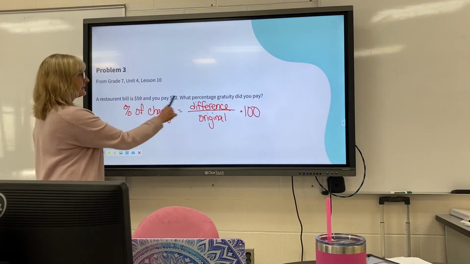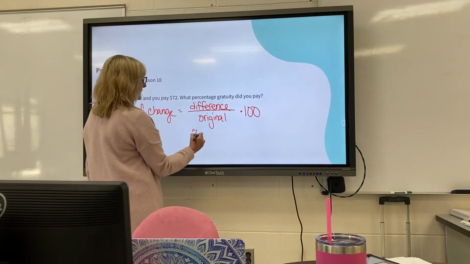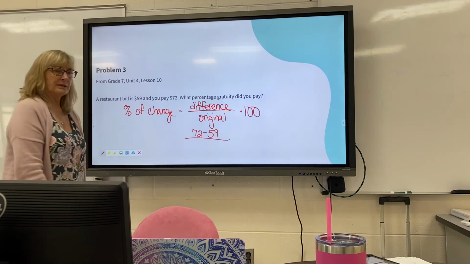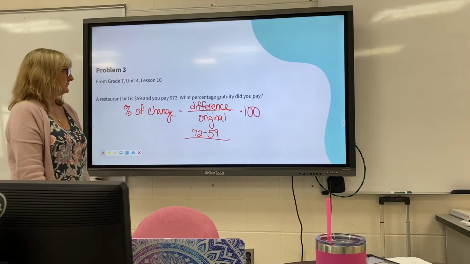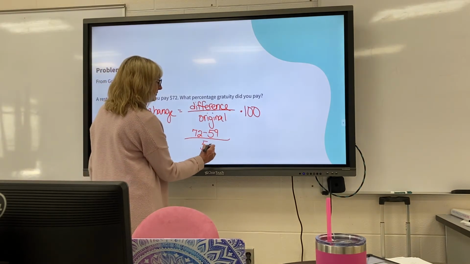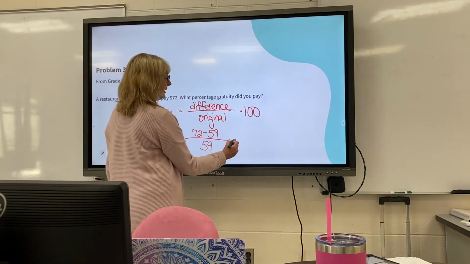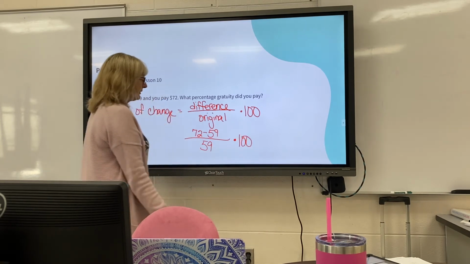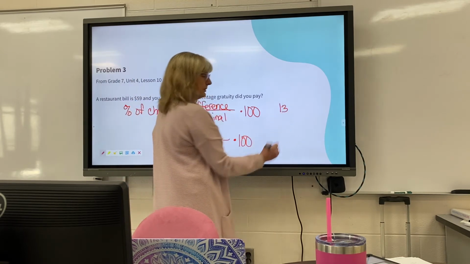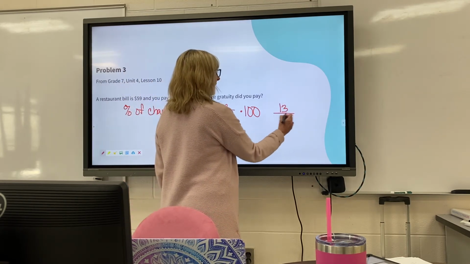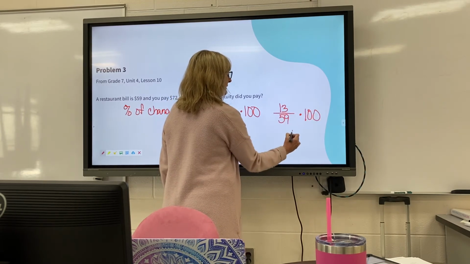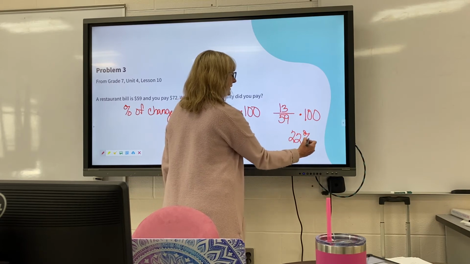All right, so we're going to take the difference of the two numbers. We're going to take the big one minus the small one, divided by the original. What's the original number? 59. That's what the dinner originally cost. And then we'll multiply by 100. So if you have your calculator, 72 minus 59 is 13. You're going to divide that by 59, multiply it by 100, and you will get approximately 22%.